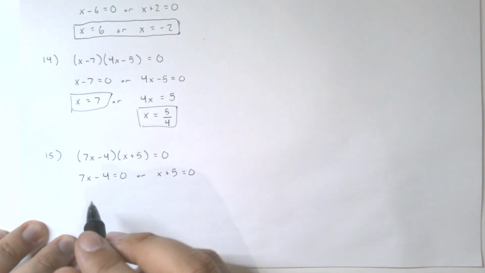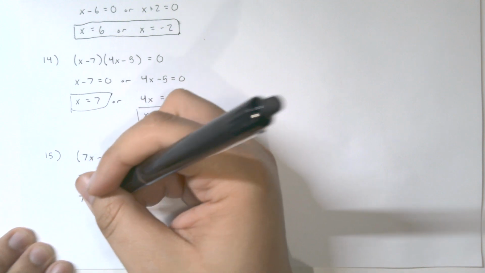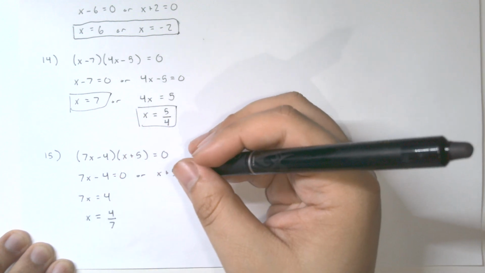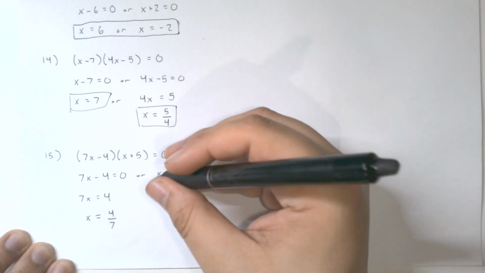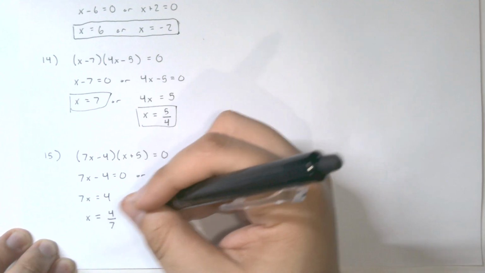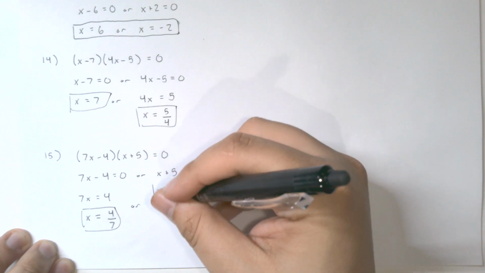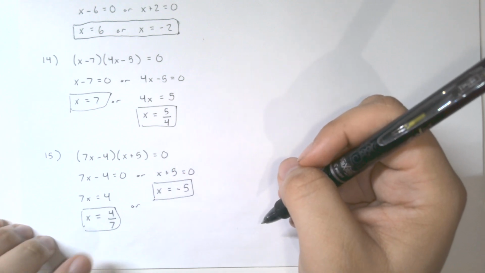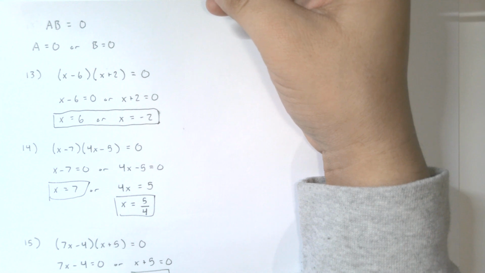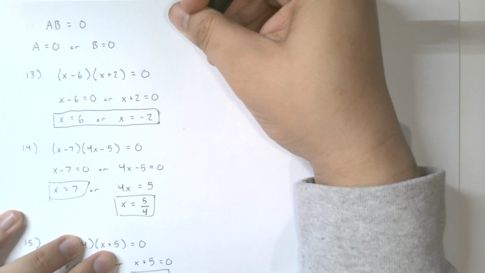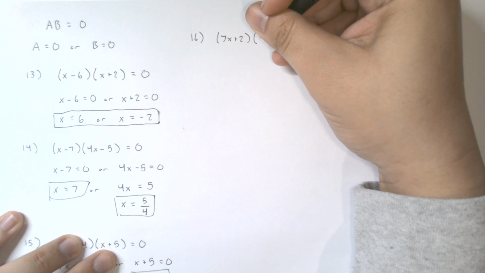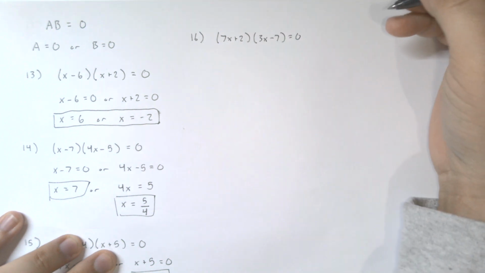We can add 4 on both sides of this equation, and we get 7x is equal to 4. Dividing by 7 on both sides, we get x is equal to 4 over 7. For the other one, we can just subtract 5 on both sides, and we have x is equal to negative 5. So we have x is equal to 4 over 7, and x is equal to negative 5. All right, so for the next problem, that was 15, so on to 16. 16, we have 7x plus 2 times 3x minus 7 is equal to 0.